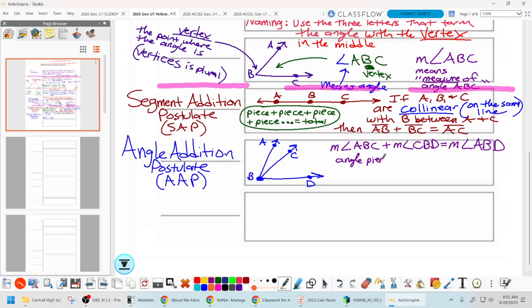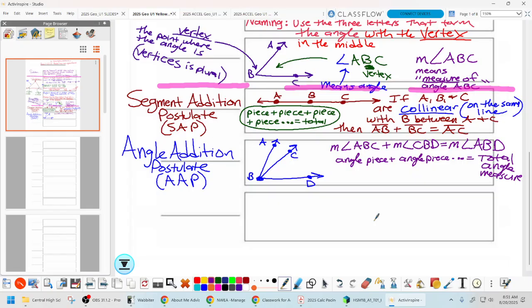It's like angle piece plus angle piece, etc., because we could have more than 3, equals total angle measure. Definitely could have more than 2 making this up. Okay? So I think once you get the concept of the segment, it makes sense to just shift it over to the angles.